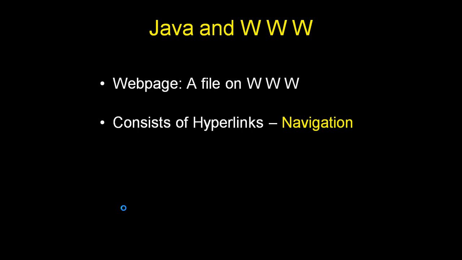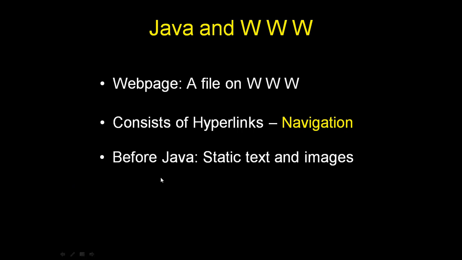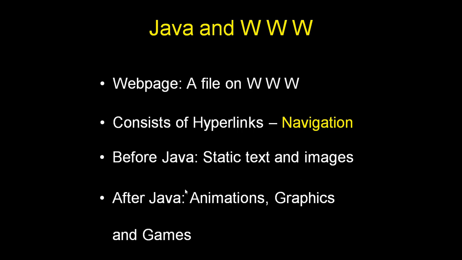So hyperlinks are meant for navigation, that is moving from one web page to another web page. However, before Java, web pages used to contain only static text and images. So before the development of Java, only static text and still images were there. However, after the development of Java, web pages used to contain animations, wonderful graphics, and games as well.